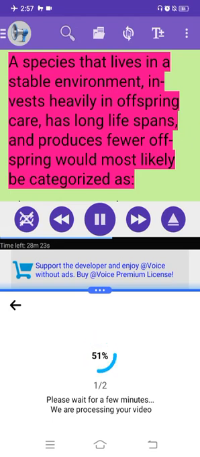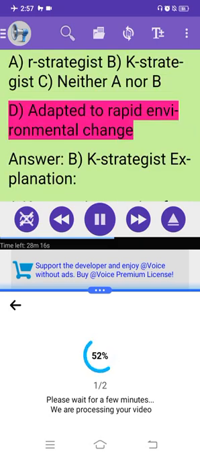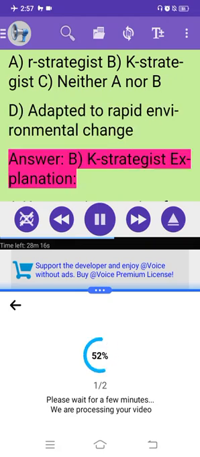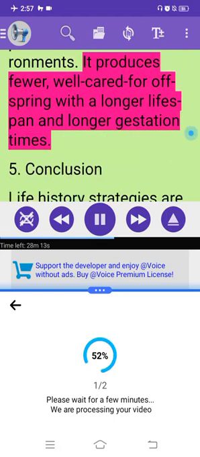A species that lives in a stable environment, invests heavily in offspring care, has long lifespans, and produces fewer offspring would most likely be categorized as: A. R strategist. B. K strategist. C. Neither A nor B. D. Adapted to rapid environmental change. Answer: B. K strategist. Explanation: A K strategist species focuses on survival and reproduction in stable environments. It produces fewer, well-cared-for offspring with a longer lifespan and longer gestation times.